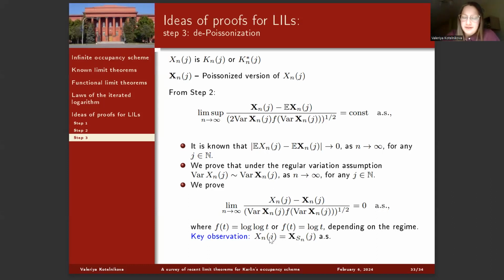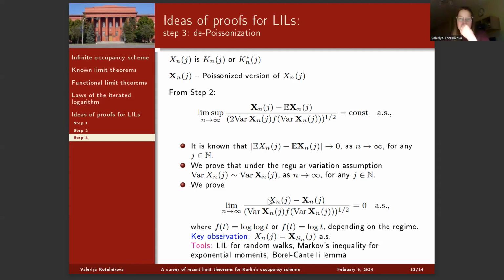is this equality. To understand where we have it from, let me remind how we defined the Poissonized version of the process. In the Poissonized version, you were throwing balls at moments S_n. So in this case, at moment S_n, you will have exactly n balls thrown. And if you couple those schemes, deterministic and Poissonized, by the outcomes of the boxes where balls were thrown, you get that this equality holds almost surely. So here, instead of dealing with deterministic X, you can deal with Poissonized X at moment S_n.